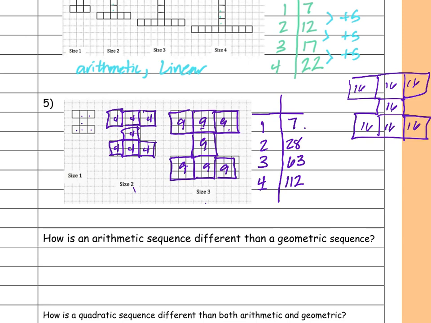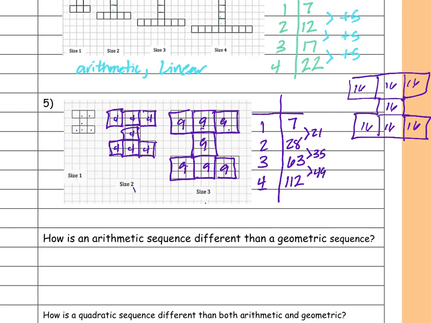Okay, so what's the difference between 7 and 28? What's 28 minus 7? 21? Oh, I don't know that off the top of my head. So 63 minus 28 is 35. Wow. And 112 minus 63 is, ooh, clear. 112 minus 63 is 49.